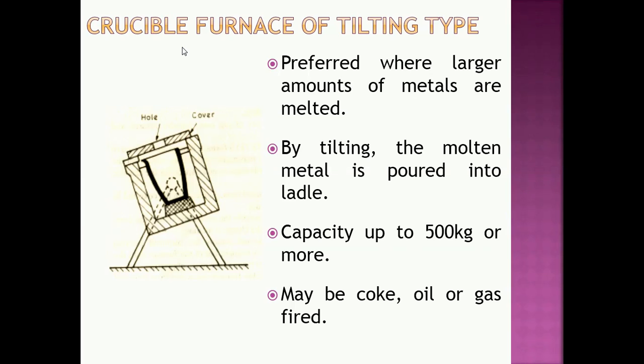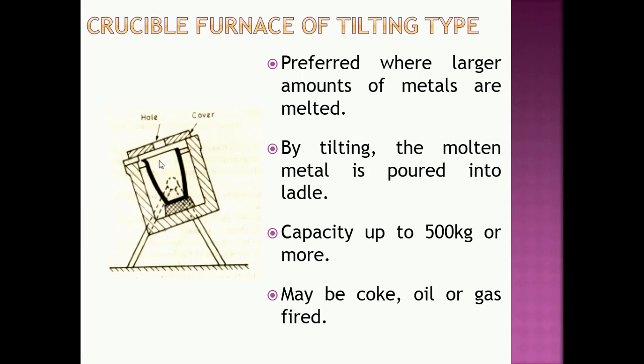Next is the crucible furnace of tilting type. Here, in the first two cases we can remove the crucible to pour the molten metal, but here the crucible is fixed. Inside this furnace the crucible is fixed.